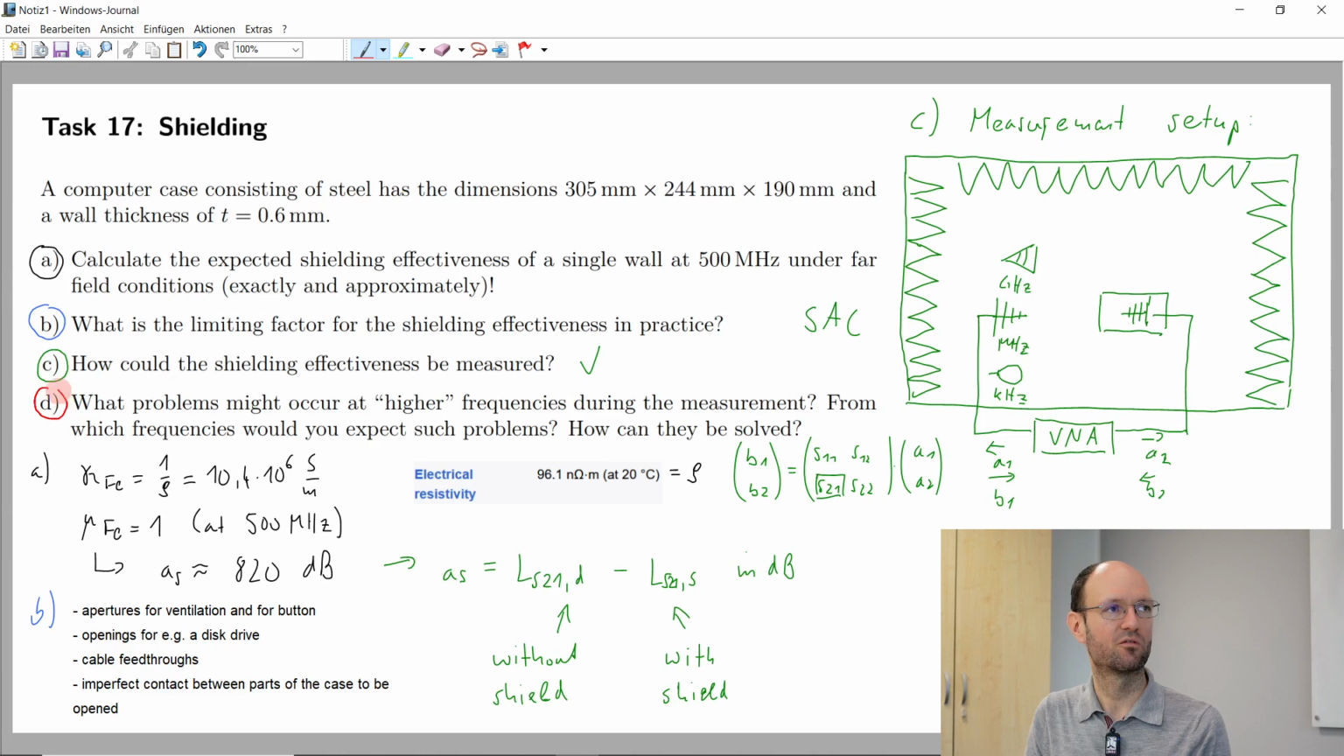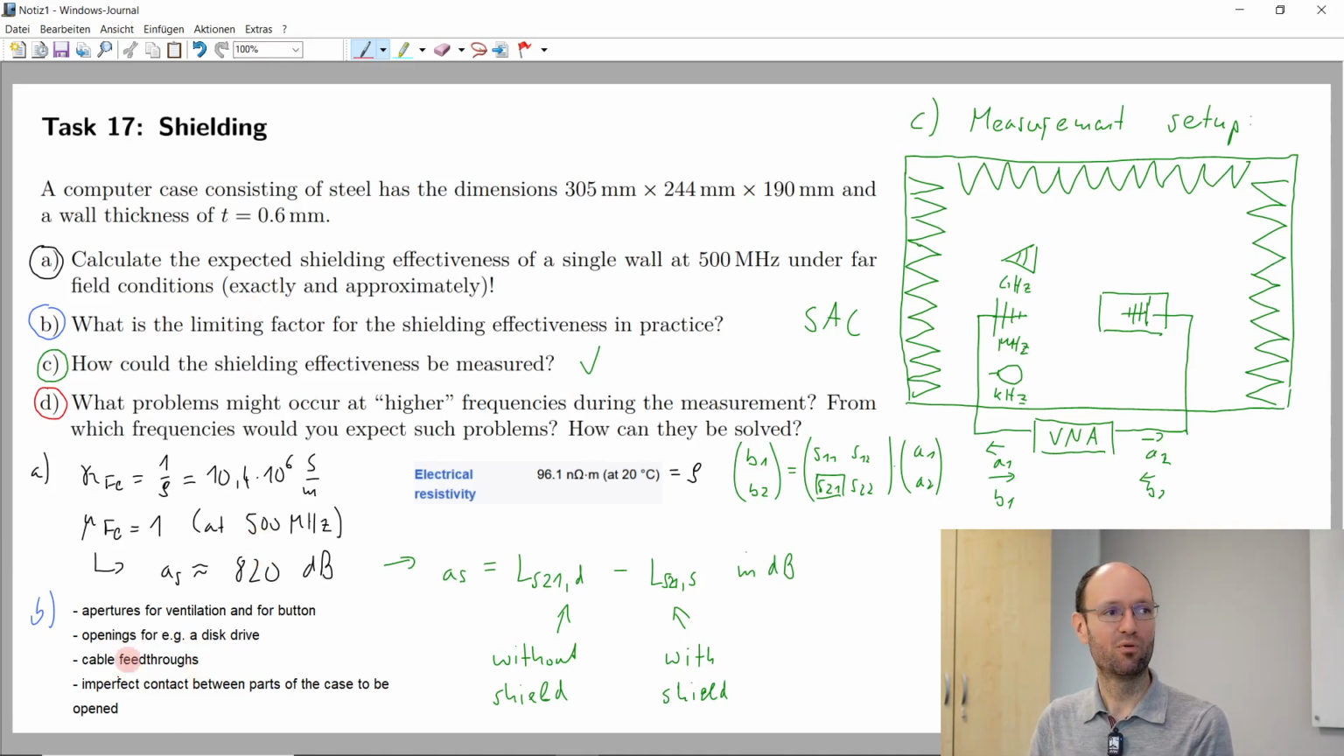What problems might occur at higher frequencies during this measurement, from which frequencies would you expect such problems, and how can they be solved? And yeah? Is it referring to the aperture of the case? Yeah, it's meant to be what is the problem of this measurement itself. Of course, if the shield would be perfect, I mean, we would have this 80 to 120 dB, so we would not measure anything.